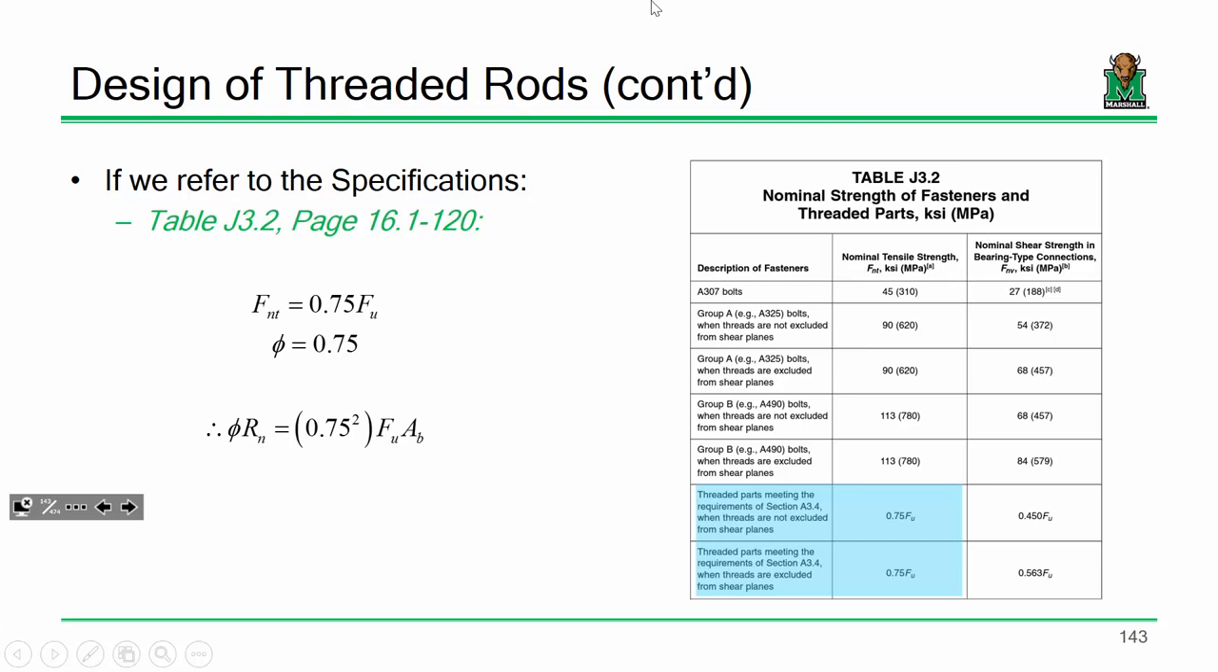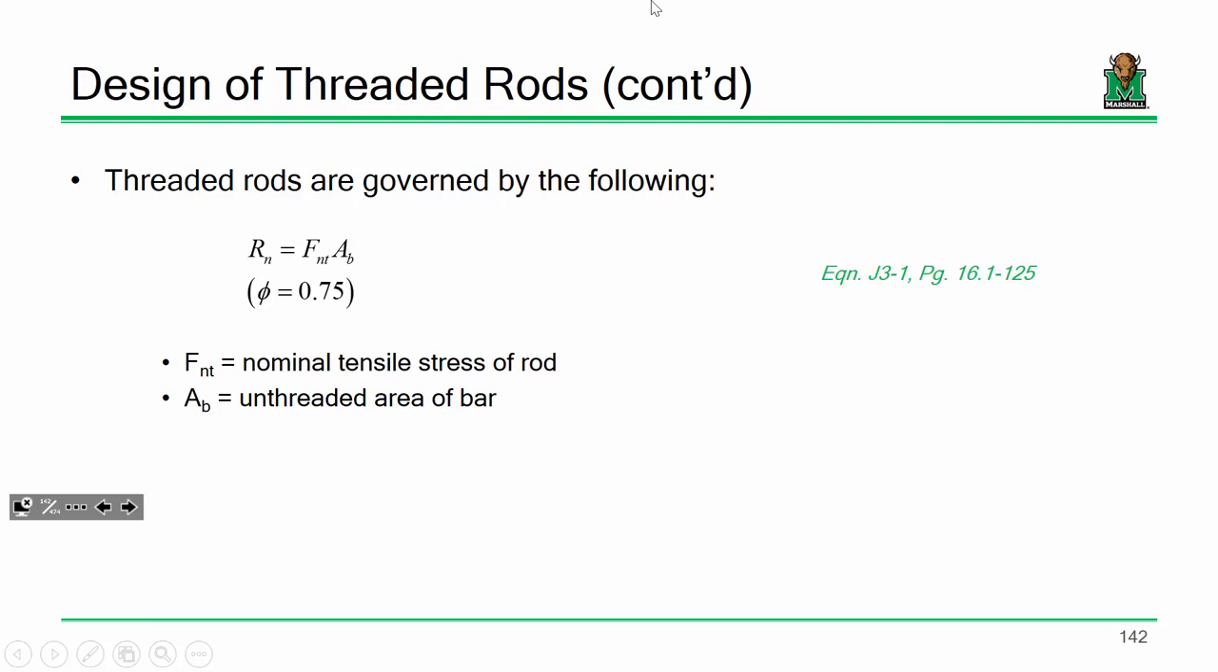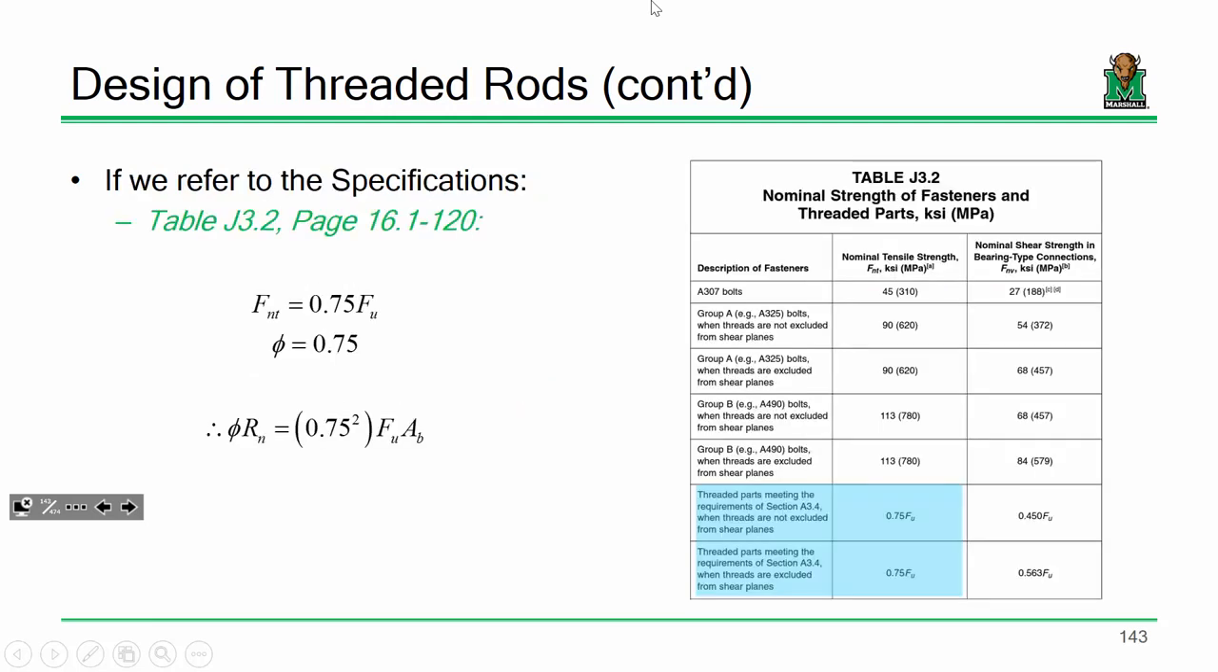Point two is our phi value. Remember, this is just nominal capacity. We must then adjust it by phi, in this case 0.75. So the design capacity of a threaded rod is 0.75 squared F_u A_b. One of those is the phi value, and the other is the reduction for nominal tensile strength.